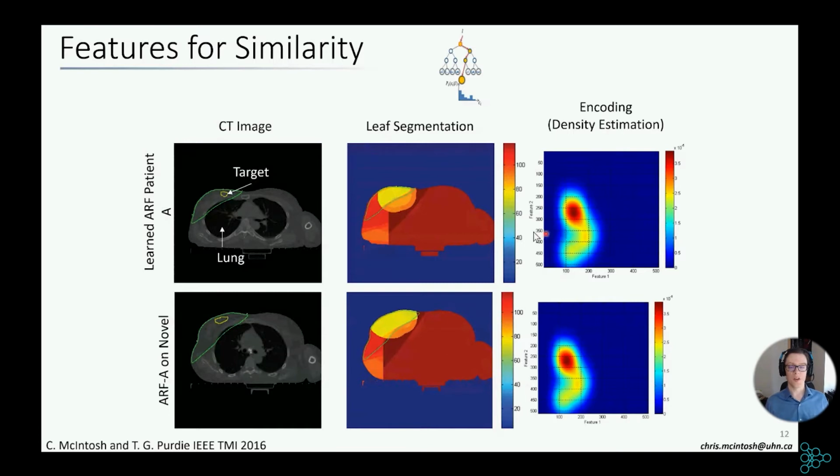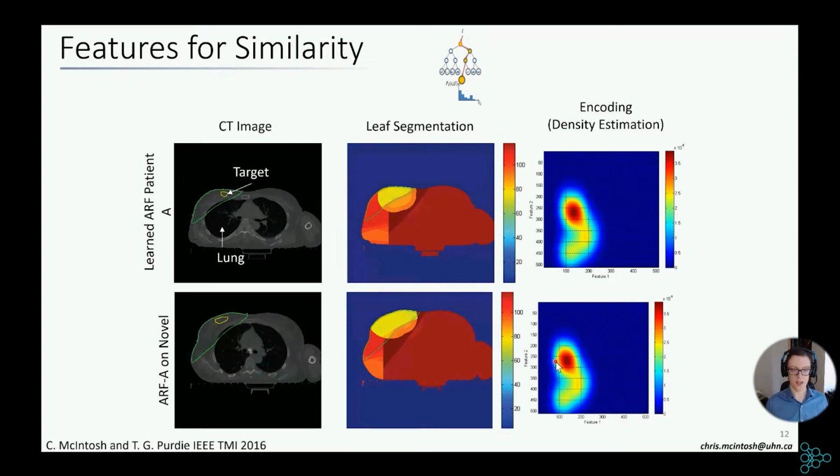And then what we can do is compare this for a learned ARF to a novel patient on the bottom. And we see that for this novel patient, the image gets viewed by the Atlas regression forest in a very similar way. So it gets cut up or over-segmented in a similar way to what we see here in the middle, and thus results in a very, very similar density estimate.